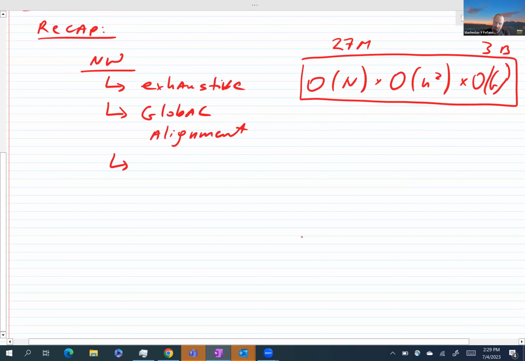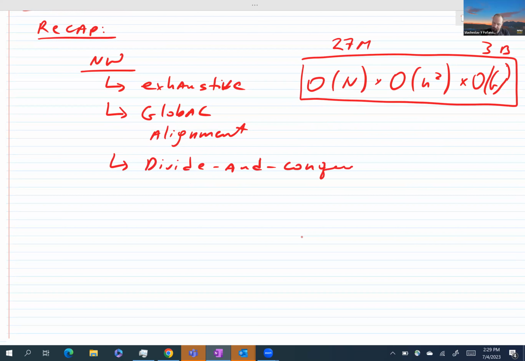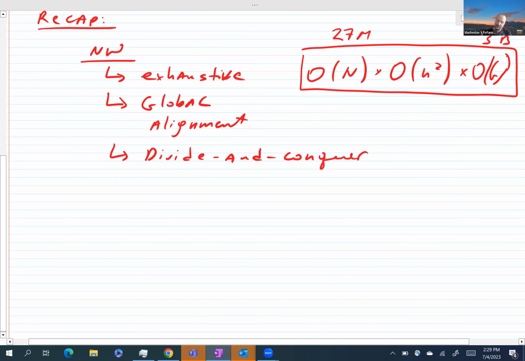And finally, it is an example of a divide and conquer algorithm. Right? So instead of trying to compare all the characters of string 1 against all the characters of string 2, we actually separate the problem into two parts and we compare one character at a time, right? Take the best path or the best comparison score we've gotten up until this point and then move on. Okay. So Needleman-Wunsch: exhaustive, global alignment, divide and conquer algorithm.